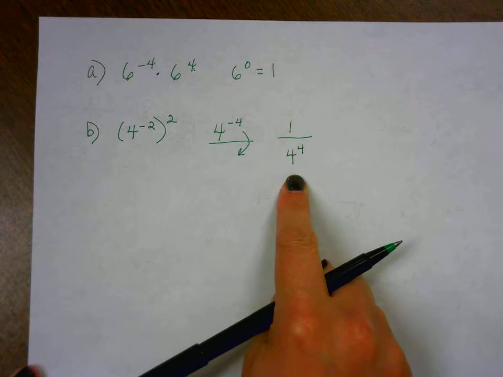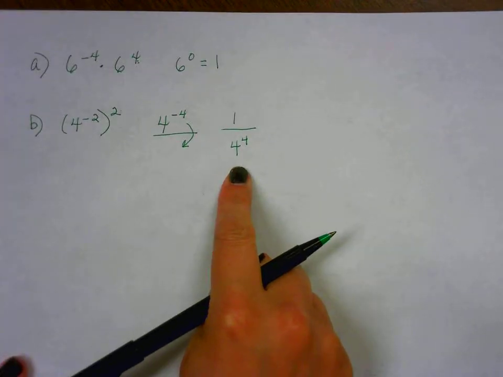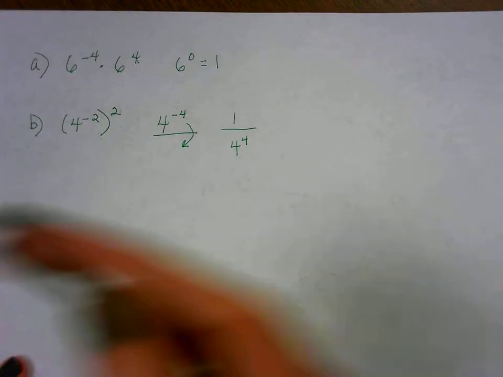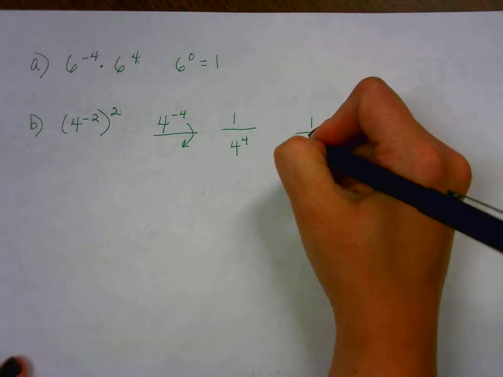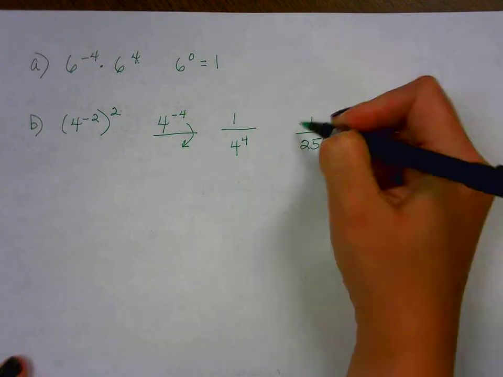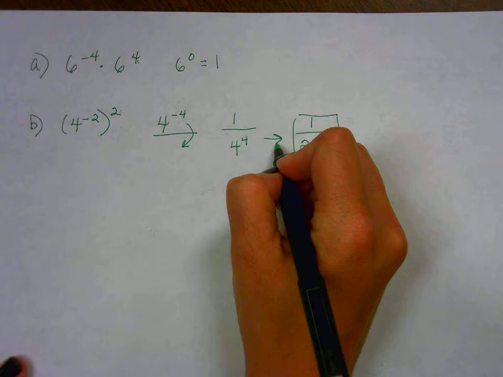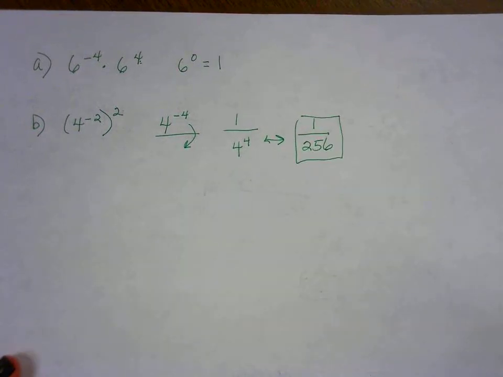Sometimes you're going to leave it like this, just depending on what the directions say. Sometimes you're going to go ahead and multiply it out. So that's going to be 1 over 256. Okay, so either answer, just depending on how they want you to leave it.